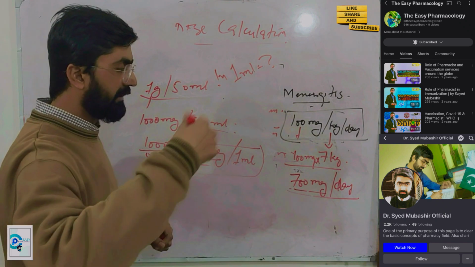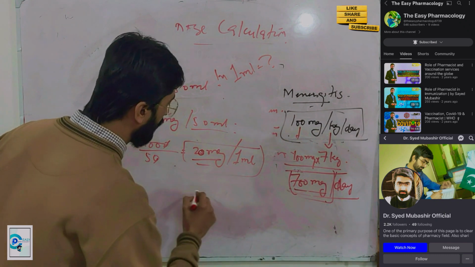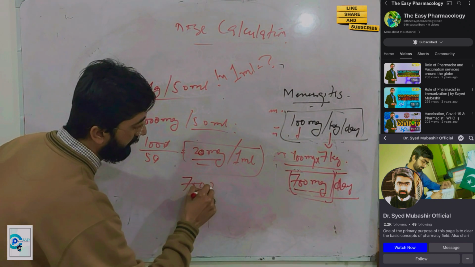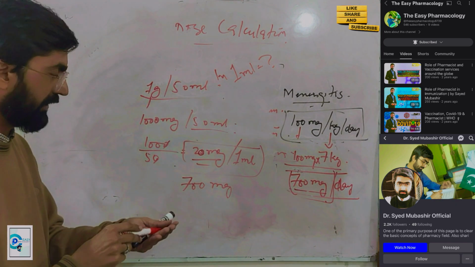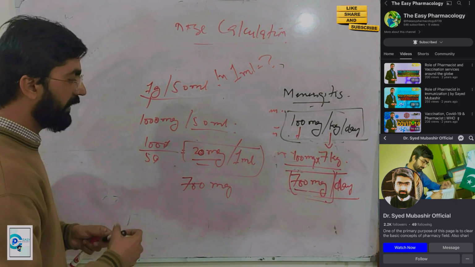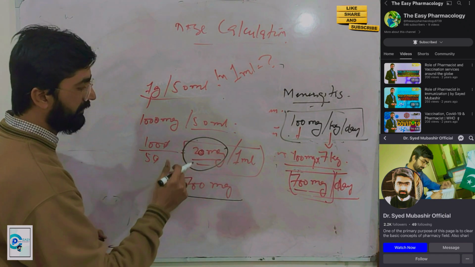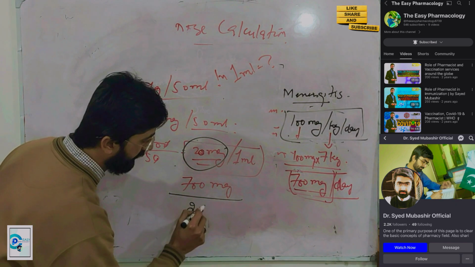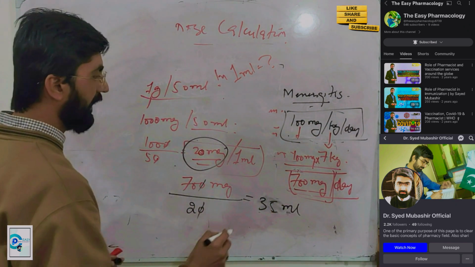Now what the second step is: you have to take the total dose, 700 milligram. This is the total dose that should be given to the child patient. Now you have to divide this total dose by this quantity which you have calculated, 20. That is 35 ml.